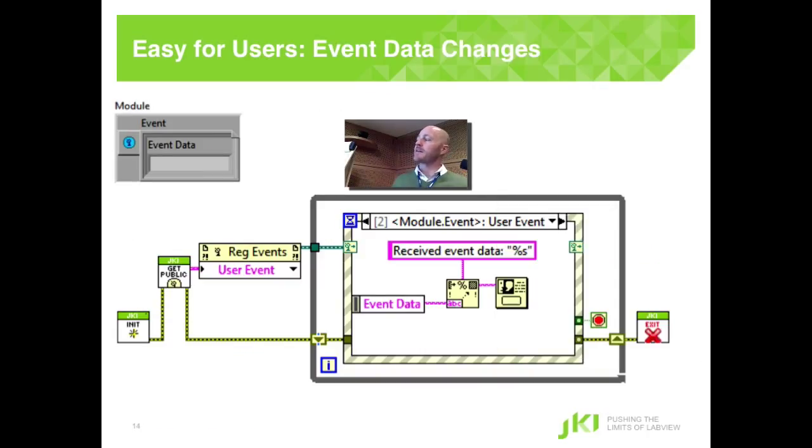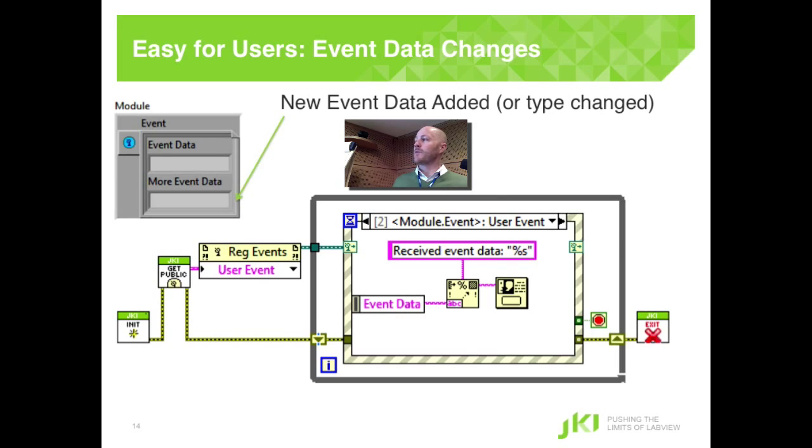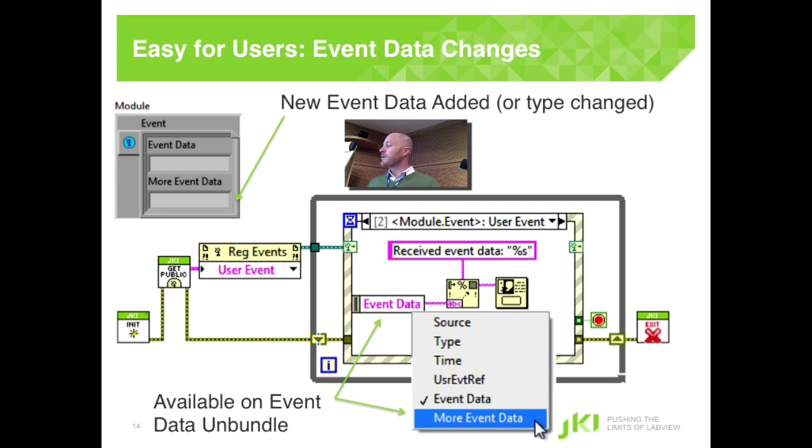Similarly, if we have an existing event that has a cluster of event data inside of it, and we add a new element or we change a data type of the element, that new event data automatically appears in the list of data that the user can choose from. And so there's really not a lot of heavy lifting to convert, for example, if you're sending flattened data or variant data, doing the type conversions for end users.